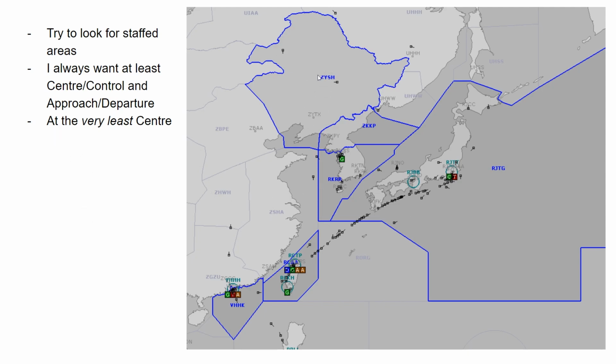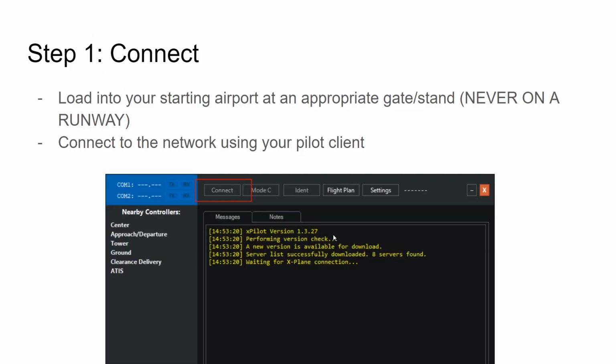And I always at least look for these big blocks, which is the center controllers, because center controllers can handle everything from your clearance to your arrival. But you know, ideally you'd want to have also ground and delivery controllers and stuff. So anyways, that's just pre-flight planning stuff.